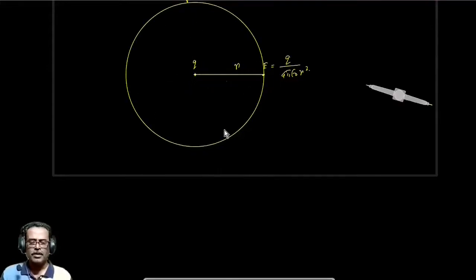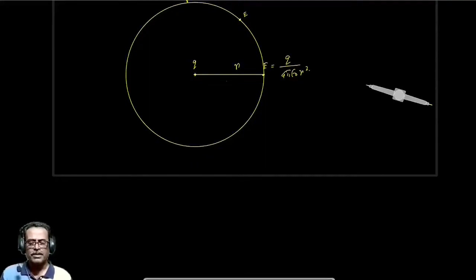Considering a charge Q, the electric field due to this charge at a distance R is E equal to Q by 4 pi epsilon 0 R square. Considering a sphere around this charge, at every point on this sphere the electric field is E and its direction is radially outward.